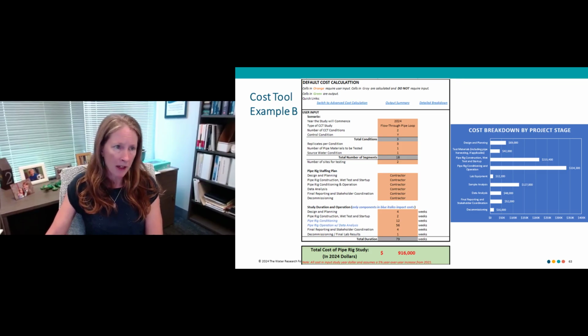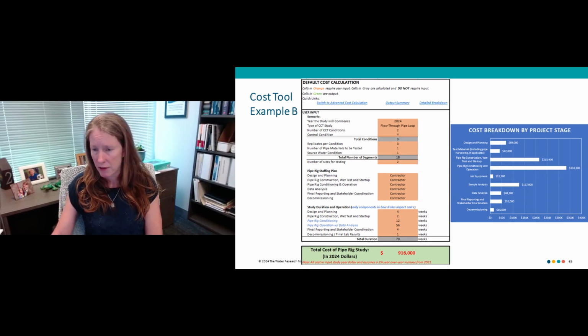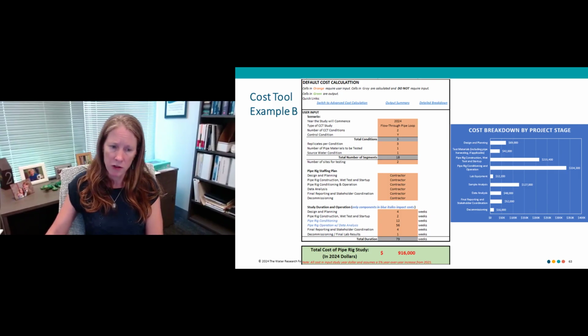And I'm going to go back and then I'm going to go forward again. Pay attention to the red cost at the bottom and the graph on the right. You'll see that the total cost of the pipe rig study increases almost 2-fold. And the operations cost is one of the line items that really increases a lot because you're sending staff out to operate 2 different pipe rigs.